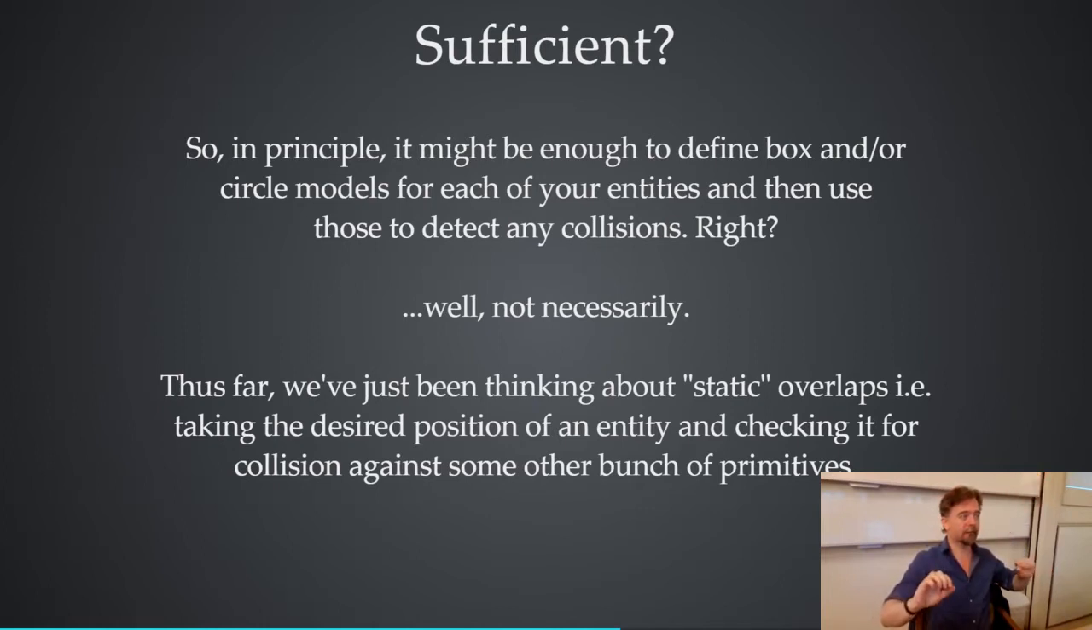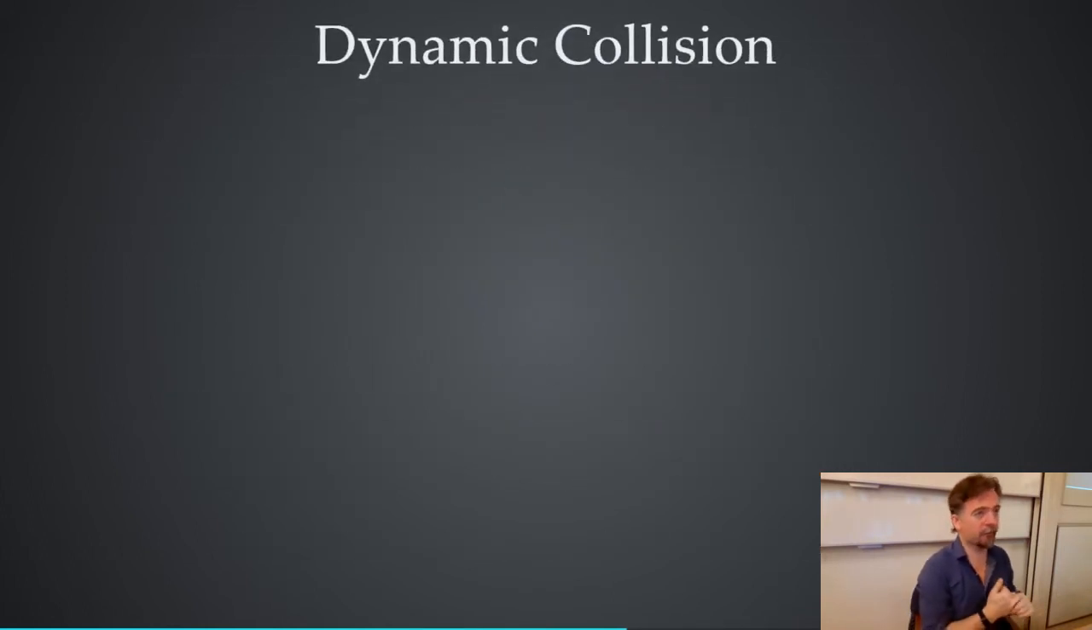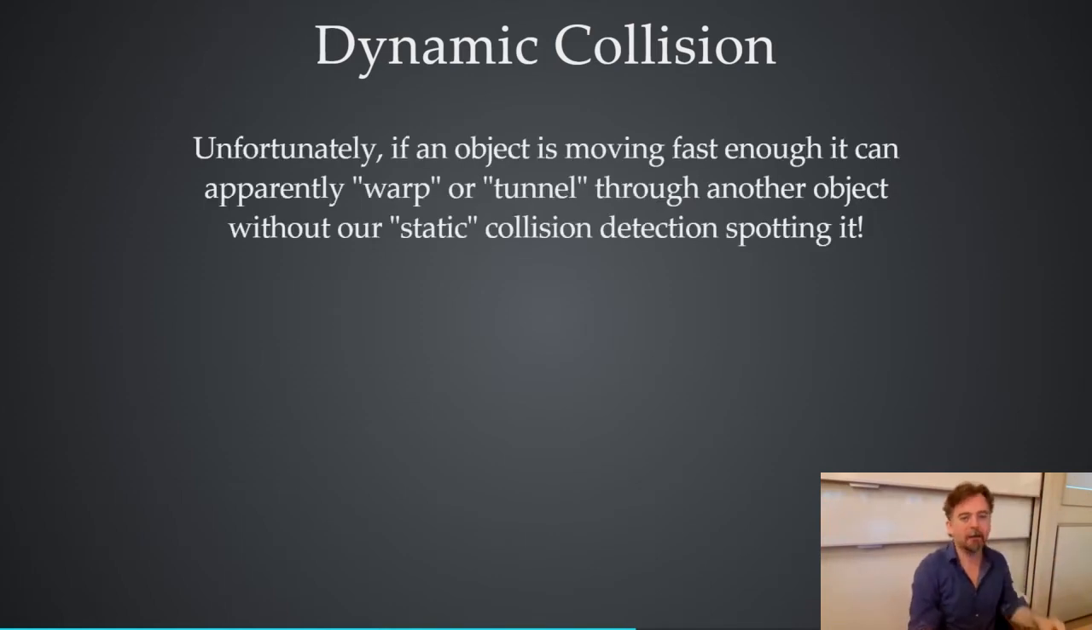You understand? So static collision isn't always good enough, depending on how fast your objects are going and how big they are. You have to think about dynamic collision. Dynamic collision is this additional problem where you have to work out not just where the object ended up, but where it started from and the whole volume of space that it would have travelled through in between. If you just use static collision detection and your objects are moving fast enough, they can warp through each other.